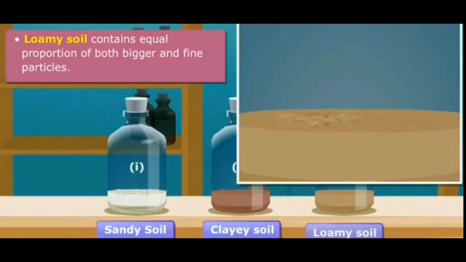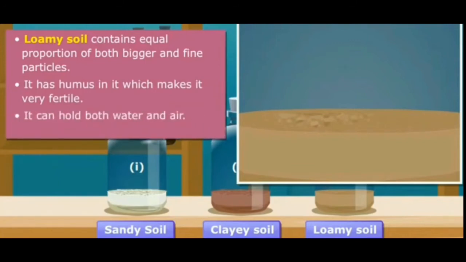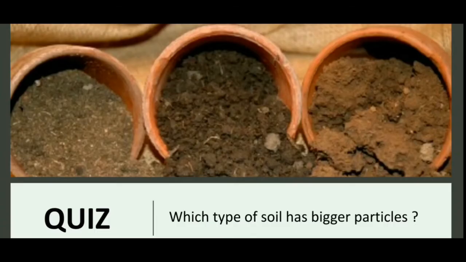Loamy soil contains an equal proportion of both bigger and fine particles, and it has humus in it, which makes it very fertile. It can hold both water and air, so it can be used for growing plants.